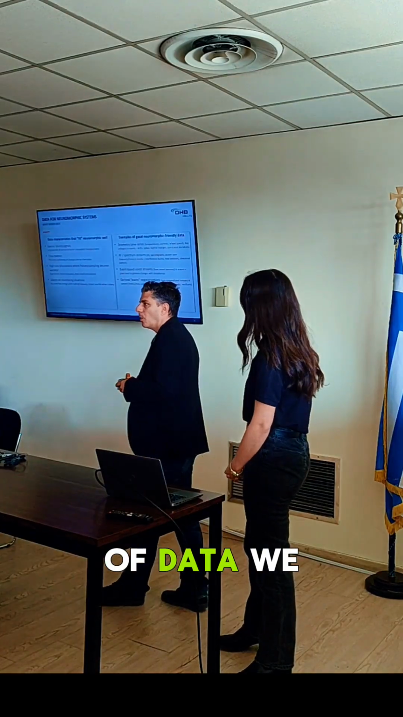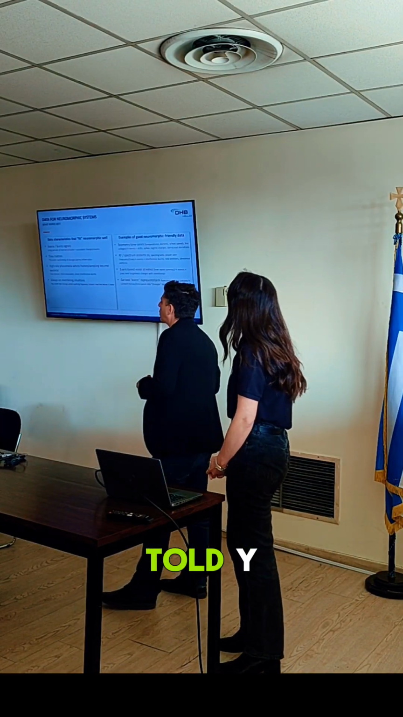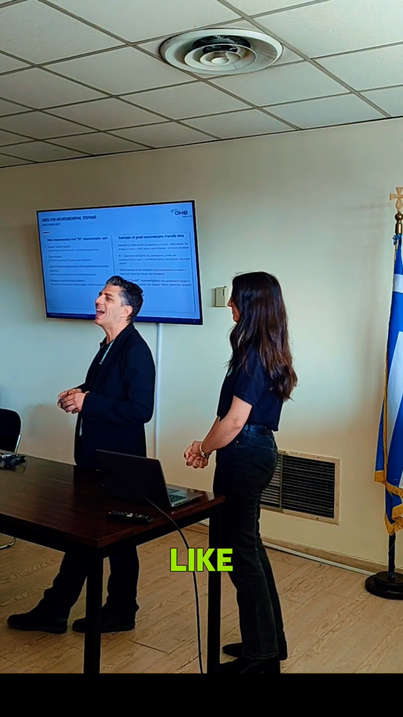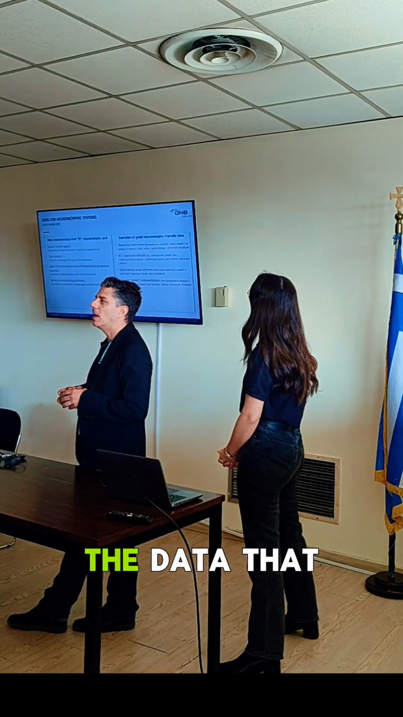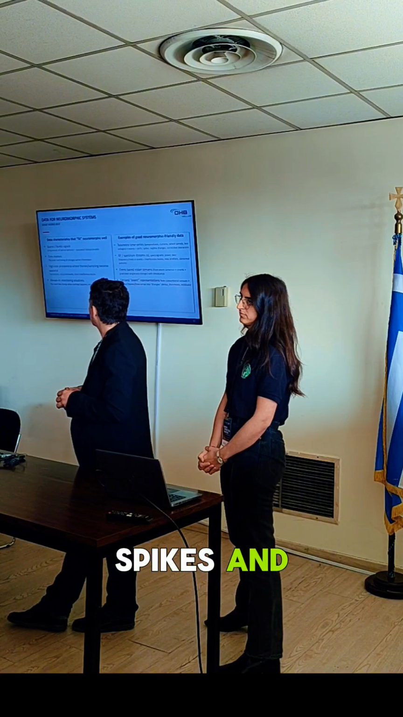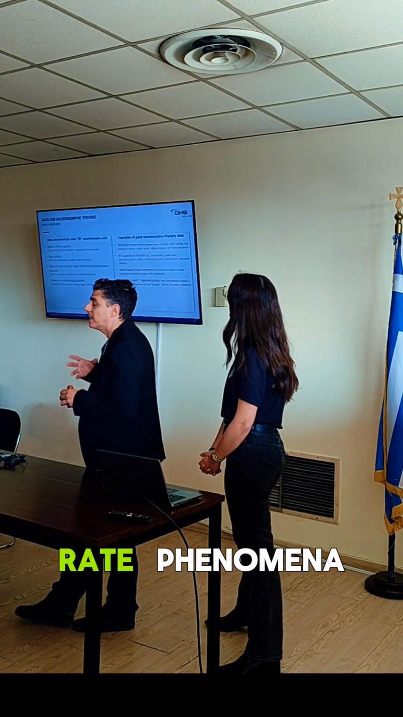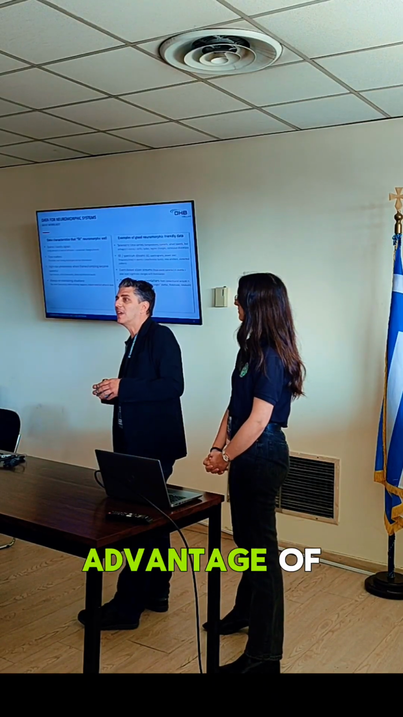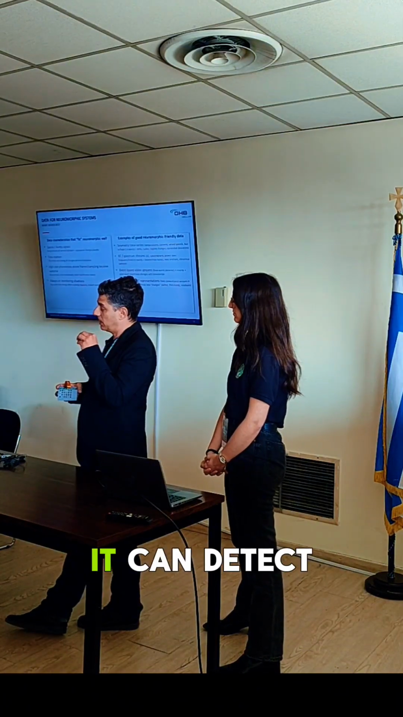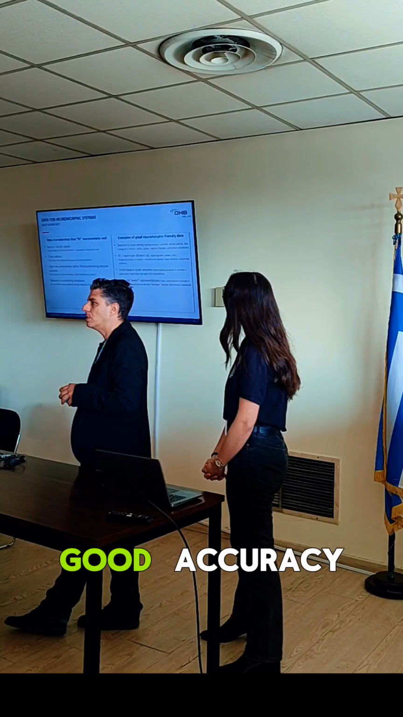So, what kind of data can we use in the neuromorphic processor? As I already told you, these chips like data that have events, that have spikes. And when we have a high-rate phenomenon, we can take advantage of neuromorphic computing because it can detect such phenomena quickly and with very good accuracy.